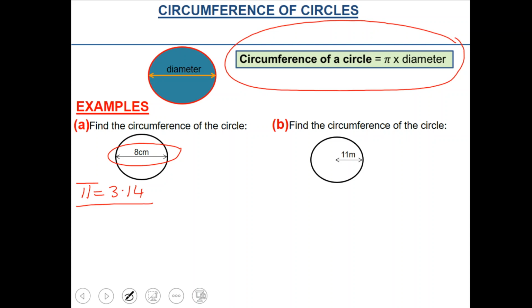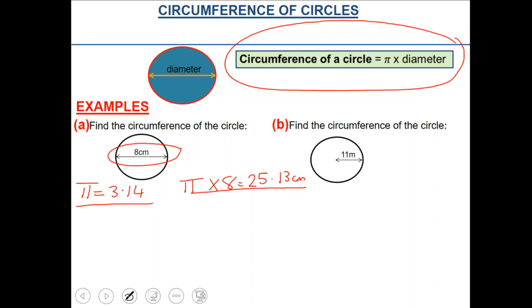So I'm going to use my calculator now. So I'll write in pi times my diameter. So I'll do pi times 8, and to 2 decimal places, the answer that you should get is 25.13 centimeters. The units are very important because the circumference is the distance around the outside of a circle, so it needs to be in centimeters.